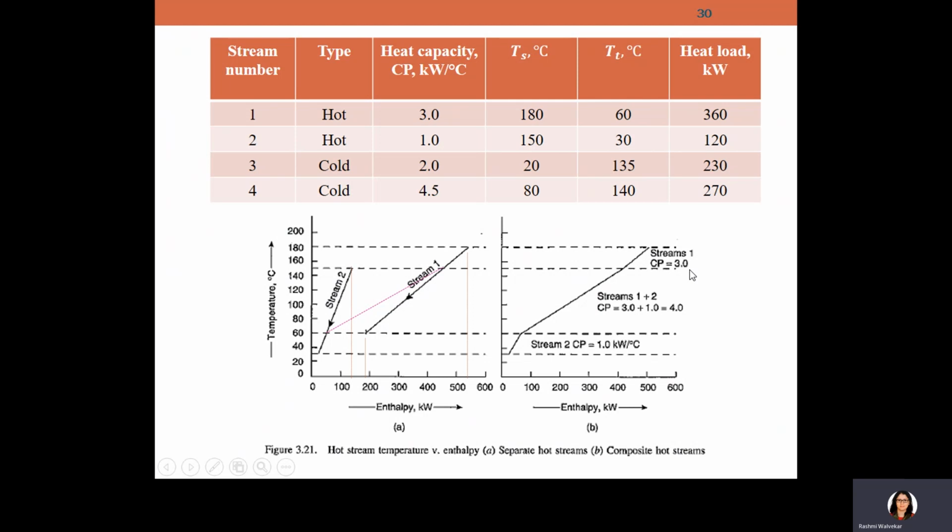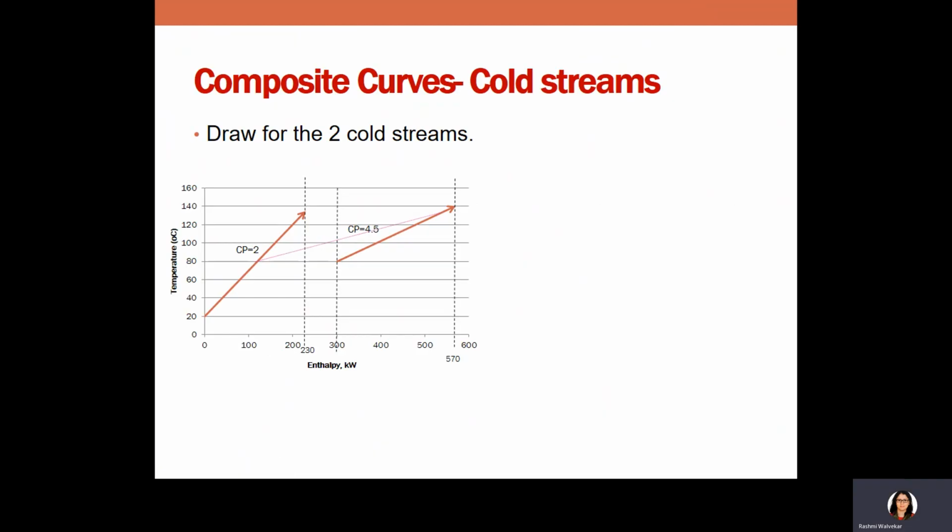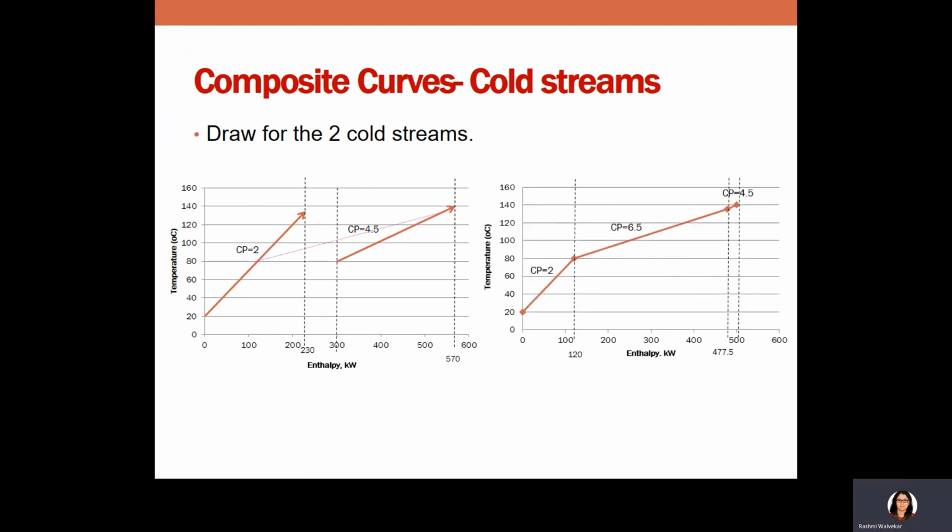Value of 3 plus 1. So 3 plus 1 will be 4. Similarly, we repeat the same thing for cold streams. So we draw a line for cold streams, arrow facing upward because cold streams are being heated up. We draw the two lines and then the common area between the two. We join them using a continuous line from here until here. We draw one continuous line and then we get this composite curve.